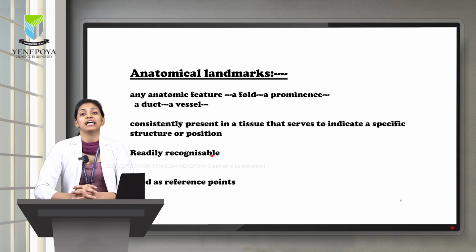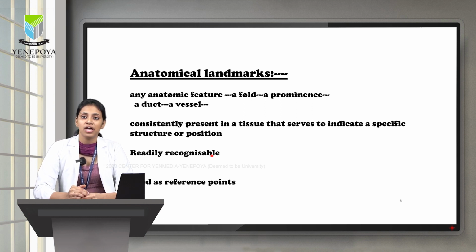So, what are anatomical landmarks? These are any anatomic feature, a fold, a prominence, bony ridge, a duct, a vessel, a foramen, which is consistently present in a tissue and that serves as a specific indicator for a structure or position. It is easily recognizable and it is used as reference points.